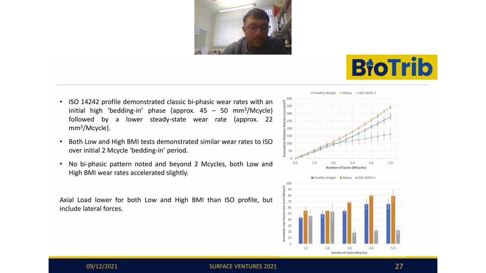Similarly, when we put these into a standard wear test configuration using just a basic polyethylene sample, even though the loads are lower for these patient-derived gaits, what we find is that the mechanisms of wear and our wear rates become very different. With ISO 14242 we initially have a higher rate of bedding in, which then plateaus off as the surfaces conform and we get shakedown of the asperities.